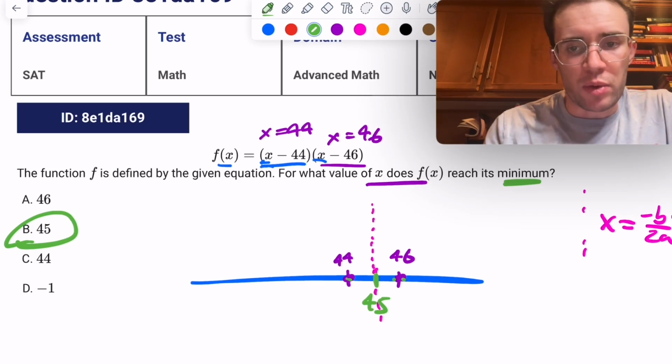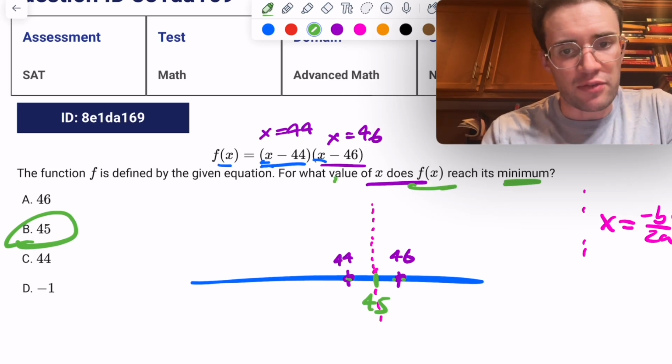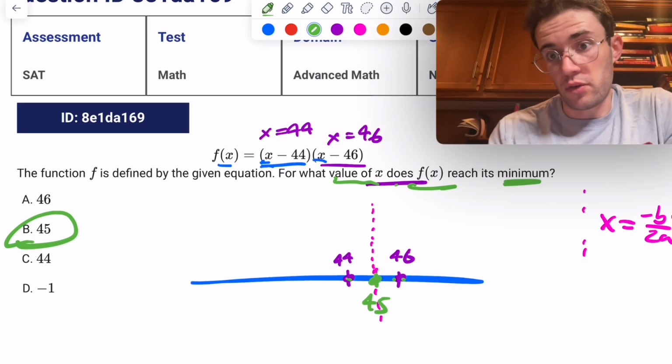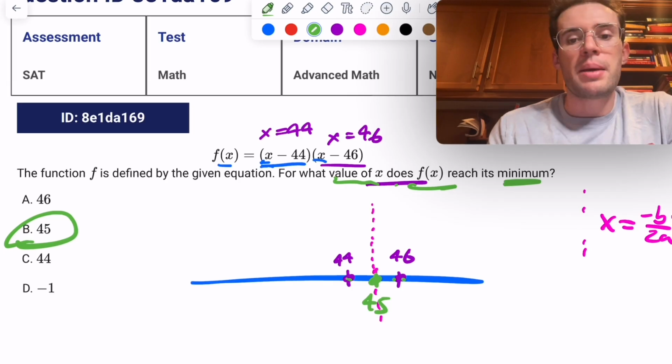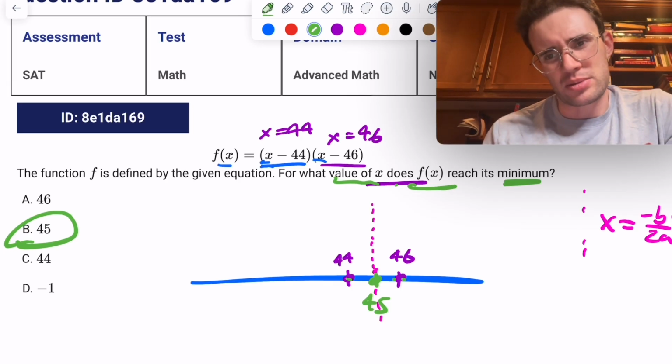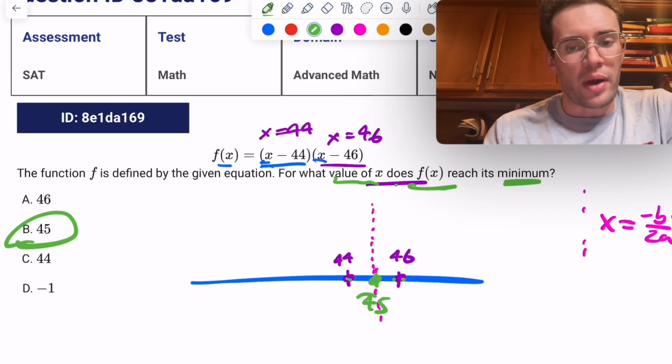And even if they were saying what's the minimum value of f of x, because they said for what value of x does this reach its minimum? So the x value is just how far over it is here, right? So it's the halfway point between those. But if you needed to find the output and you wanted to do it algebraically, or I guess not really algebraically, but this logical way, then you would know x is 45.